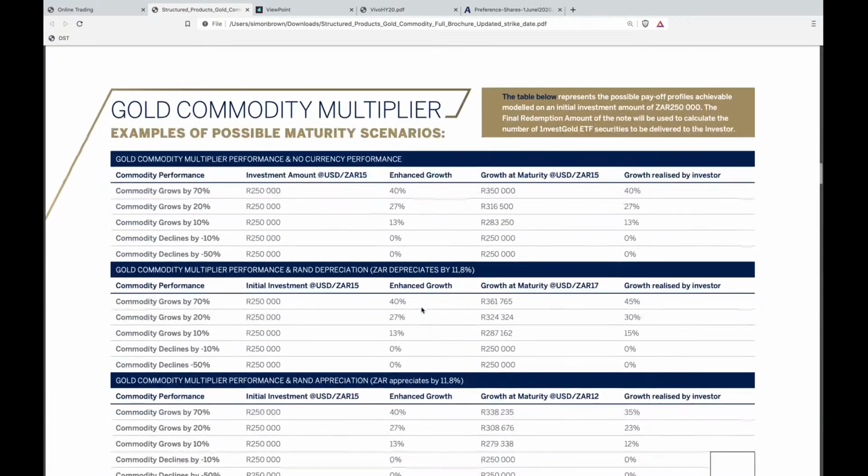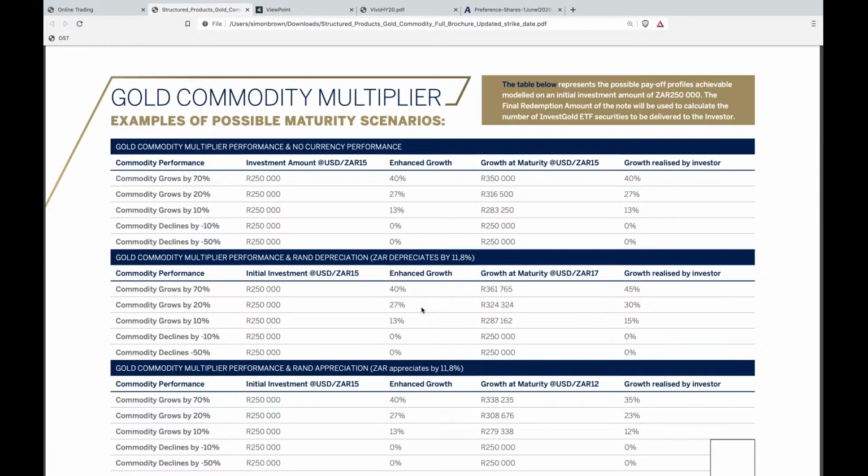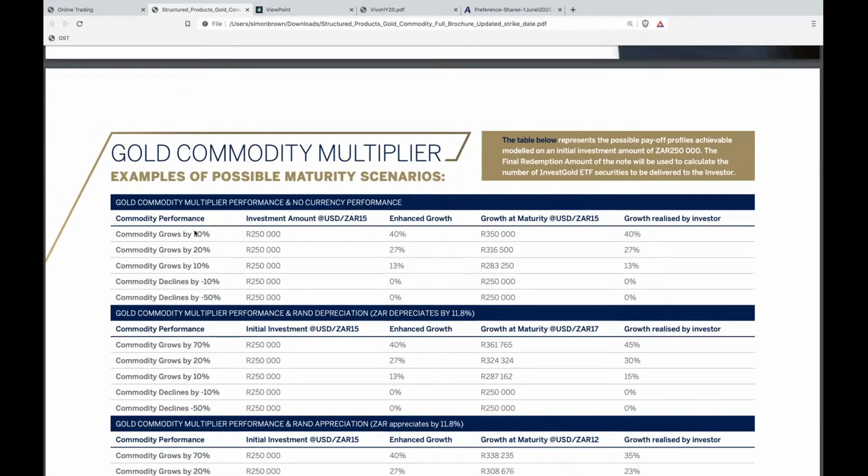This is the important table. They're always going to set out these sort of tables. They've taken the 250,000 minimum, but let's run with that anyway. So gold grows by 70%. That's really lekker. And Rand remains flat at 15. So important point here, ZAR flat at 15. Gold grows at 70%, you just get 40. You only get the 40 because remember, it is capped. If gold grows by 20%, you get that enhancement, so you get 27%.